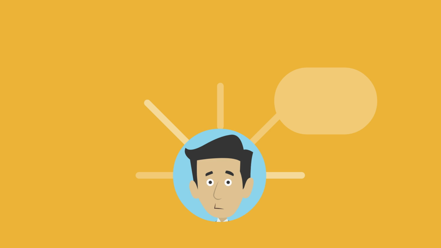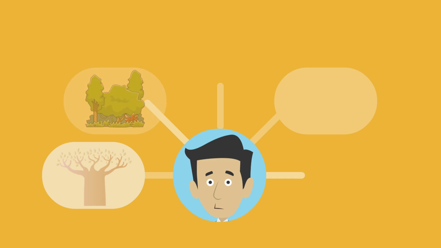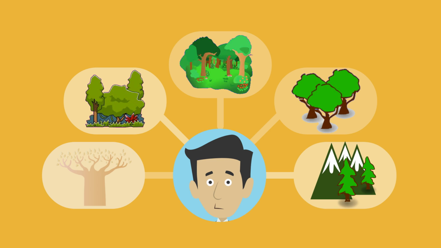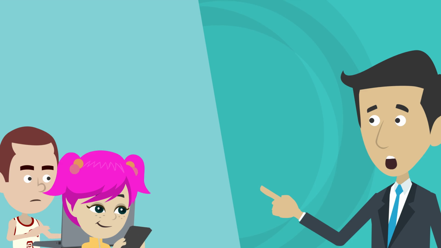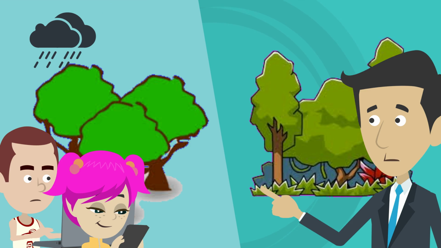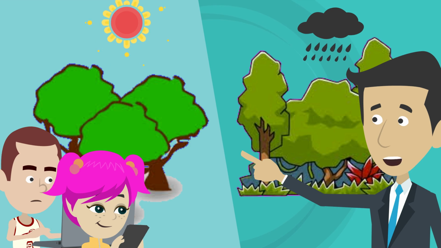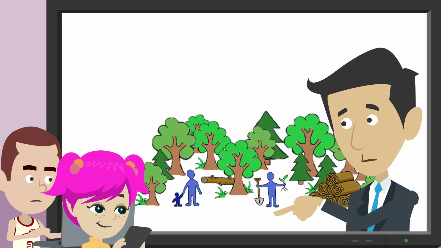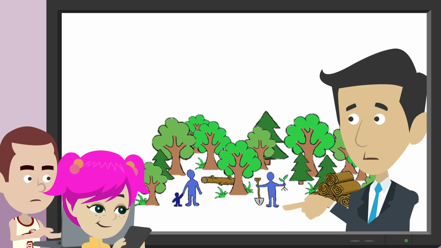Some examples of forests are temperate deciduous forest, temperate rainforest, tropical dry forest, and northern coniferous forest. Tropical dry forests have wet and dry seasons, while tropical rainforests get rain throughout the year. Both types of forests are under human pressure, such as cutting down trees to make room for farms.